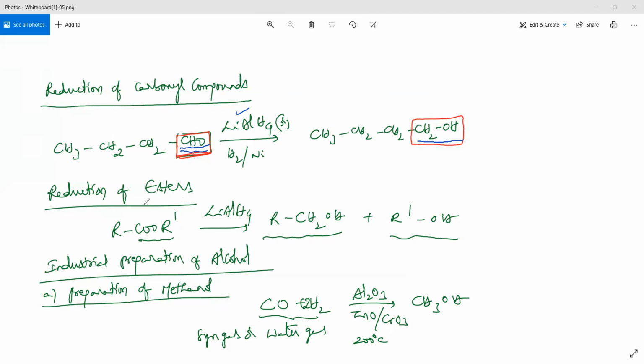Then esters also, the COOR group is converted into CH2OH and R'OH also. In the industrial preparation of methanol, carbon monoxide plus hydrogen gas gives you methyl alcohol. Methyl alcohol is poisonous in nature.